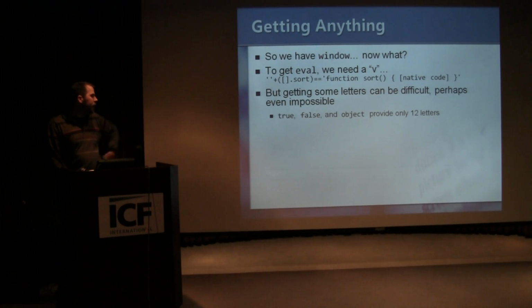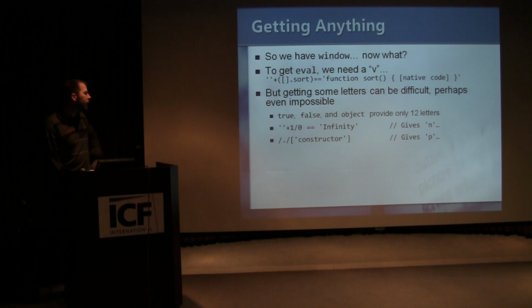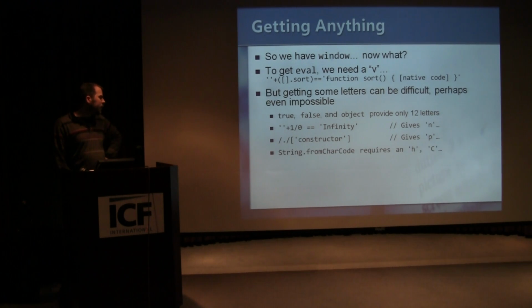To start with here, we only had basically 12 letters to work off of, but we can get others. If you get infinity, that'll give you an N. You can call the constructor on a regexp object, and you'll be able to get the P out of it from the name there. But again, remember, you're going to have to build this whole long string constructor, so it can take some code to do that. It would be nice if we could just call String.fromCharCode, but if we're going to call this function, we already have to have H and we have to have C in order to get a reference to that function. And those are pretty hard, if not impossible, to come by. Some of these letters, I don't think anyone's found a way to get just from the basic primitive objects yet.